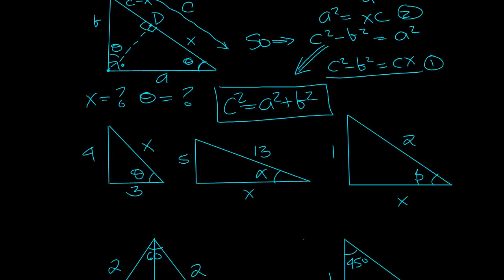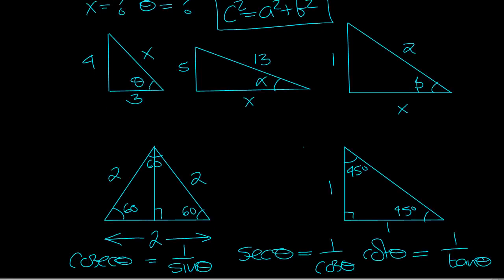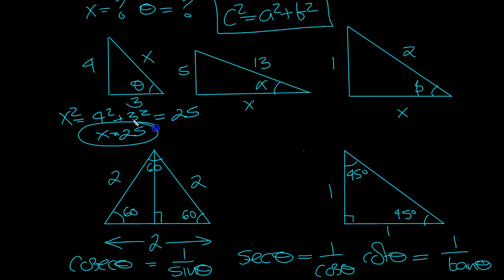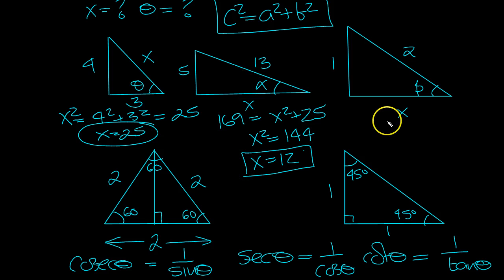So now we can use it in these examples that follow. So here, the longest side squared is equal to the sum of the other two sides squared. 4 squared plus 3 squared. 16 and 9 is 25. Square root both sides, x is 5. Here, 13 squared is 169, is equal to the other two sides squared, the x squared plus the 5 squared, which is 25. So x squared equals 169 minus 25. Square root both sides, we get 12. It's a positive square root because these are lengths of sides.